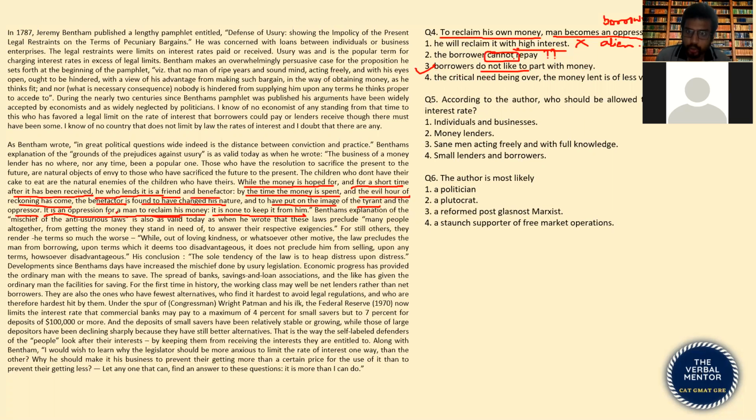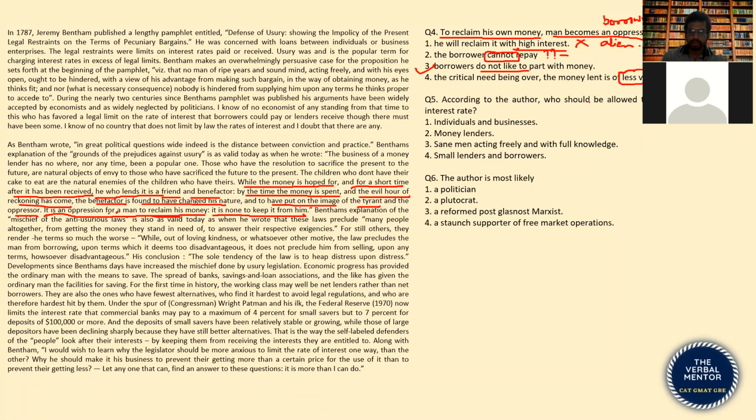Option 3 is better than option 2. I would say option 2 is second best. The best available answer choice is option 3. Now, the critical need being over, the money lent is of less value to the borrower. This is actually opposite in tone. Because if the money has become less valuable to the borrower, he should rather be willing to part from it. He should rather be willing to give it away. So this is not what is happening.